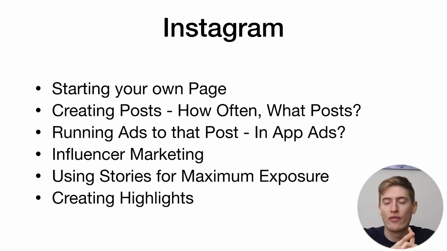So let's say you have 5 funny cat photos, then you have 1 photo of your t-shirt with a link to go and buy. And then you have another 5 cats and then 1 link to your t-shirt. Now, if you're doing 3 posts a day, you're looking at sending a link to your t-shirt every other day, okay? Running ads for that post, in-app ads.